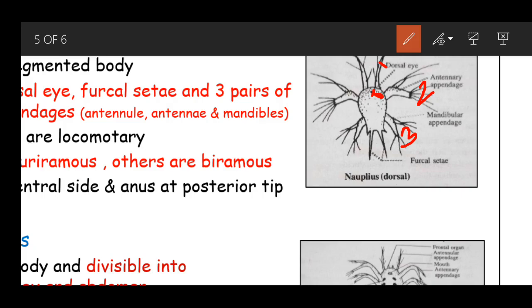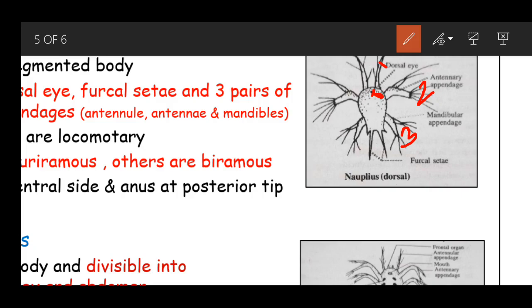As you see in the diagram, these are the first three appendages as we see in the adult. The first one is the antennule, the second is the antennary appendage, and the third one is the mandibular appendage. These appendages in the nauplius do not resemble those of the adult. These are the primitive stages of the adult appendages, which will be developed into those of the adult in the coming larval stages. As we saw, in the adult these three are mainly meant for sensory functions as well as for feeding. Here they are completely locomotory in function. They help in locomotion.